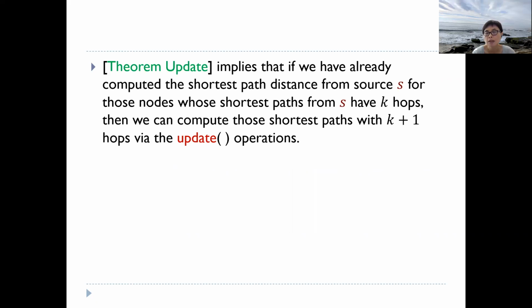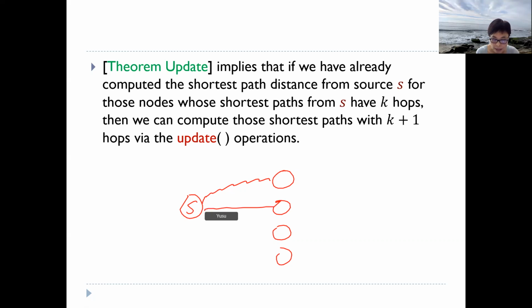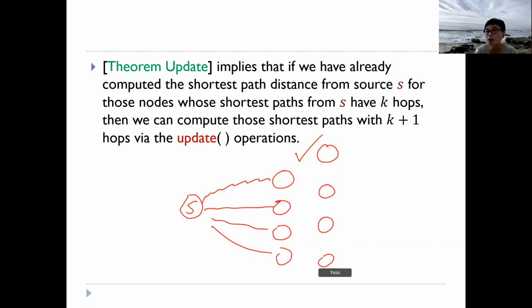In particular, the theorem we just described implies that if right now I have already computed the shortest path distance estimate to all the nodes whose shortest path has only k edges, correct? The distance may not be k, it's just that the shortest path has k edges. Suppose those are all already correct. You probably also compute the estimate to many other nodes, but for those we don't have a guarantee.